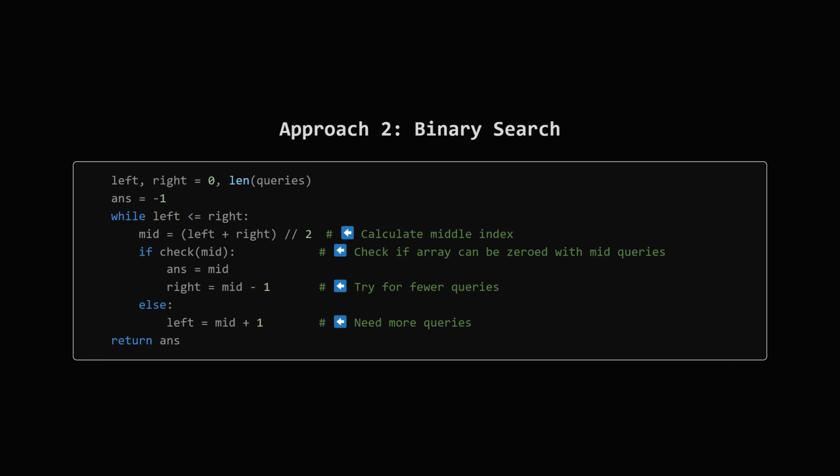This is the binary search part. Left starts at 0, and right starts at the total number of queries. Ans is initialized to -1. The while loop continues as long as left is less than or equal to right. We calculate the middle index, mid. We call the check function with mid as the number of queries. If check mid returns true, we update ans and move right to mid minus 1. If check mid returns false, we move left to mid plus 1. Finally, we return our answer, ans.